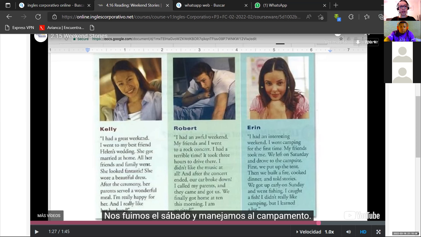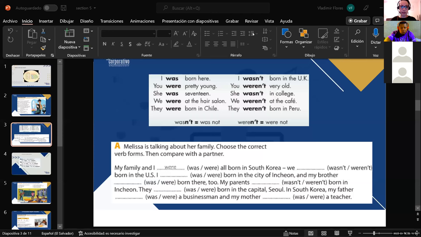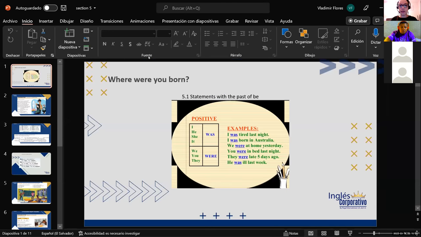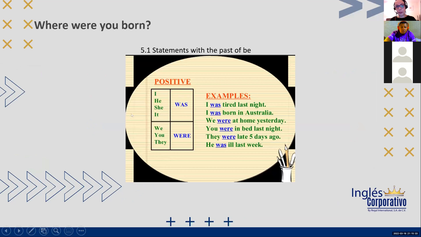Okay, so with this, we finished the section number 4, and we're going to move to the topics on section number 5. I already sent you the presentation like an hour before class. So you may have it there in your WhatsApp. So we start with statements with verb be. This is the first topic that we have there. It's where were you born? Is the topic of the unit. El tema de la unidad es where were you born? Que es para preguntar a dónde naciste, right? So, para preguntar a dónde es que hemos nacido, de dónde procedemos, se pregunta de esa manera.